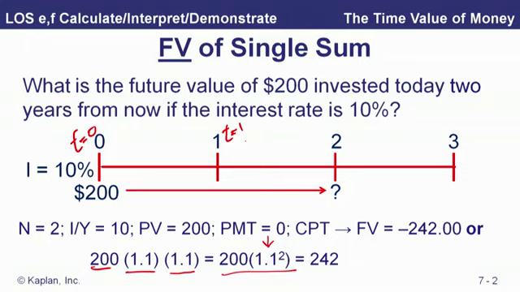So the calculator solution there on your time value of money keys, 2 periods, 10% interest rate per period. Our present value is 200. We're not making any more payments into this account. We're just letting it earn interest and calculate our future value, and we get minus 242.